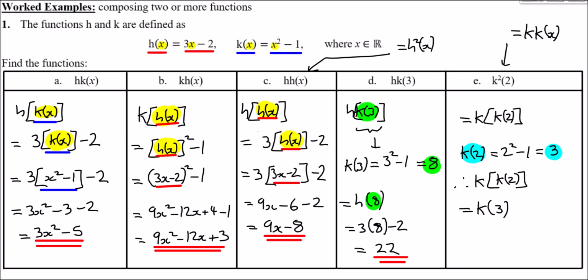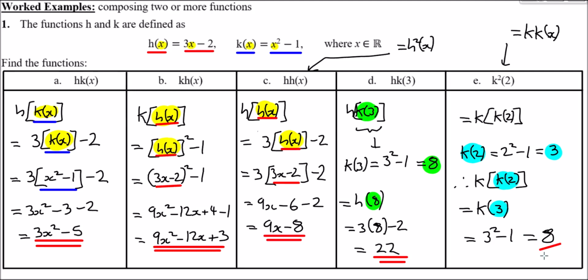So now we just input 3 instead of 2, what we just did. So k of 3 is just going to be 3 squared minus 1, which gives 8.